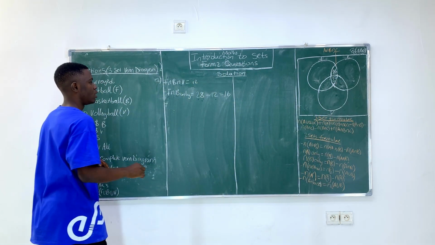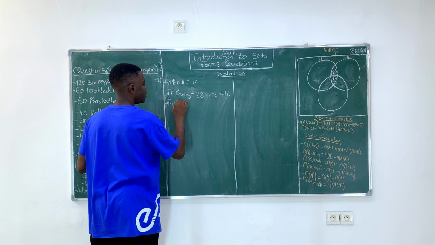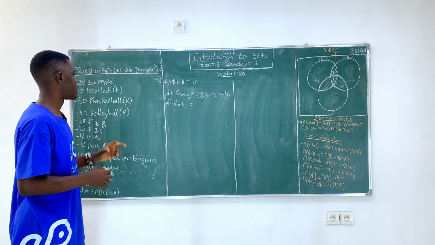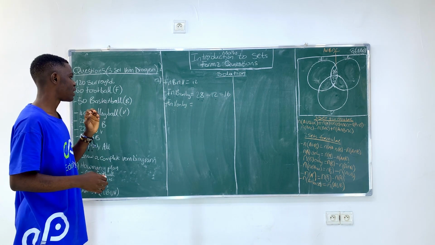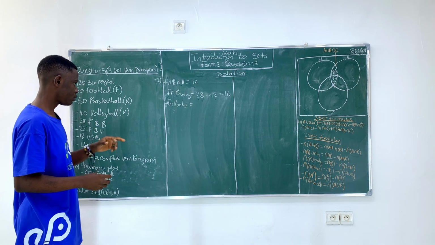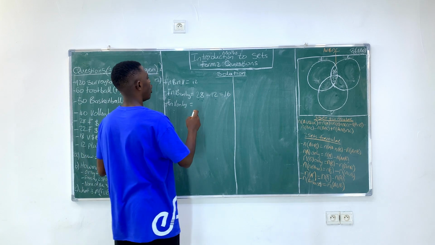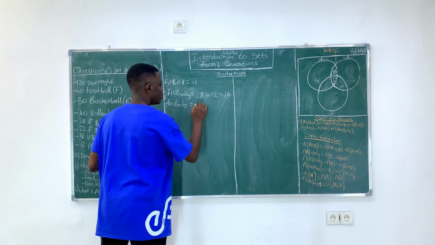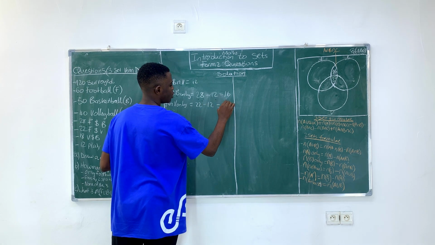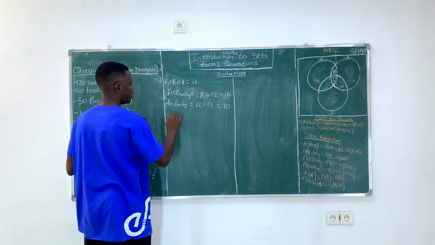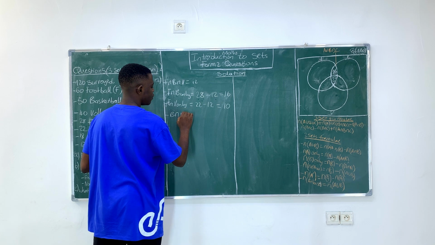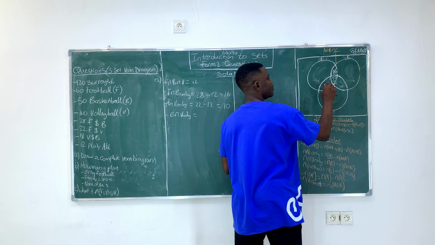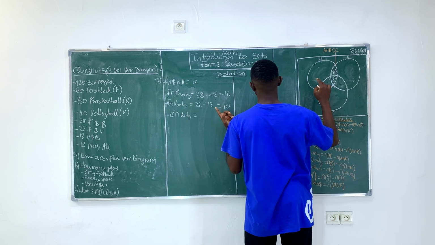So the next one, F intersection V only. Likewise, F intersection V only is going to be F intersection V minus the total number of people that are doing all the sports, which is 12. So what is F intersection V? 22. 22 minus 12 will equal 10. So I put my 10 there.